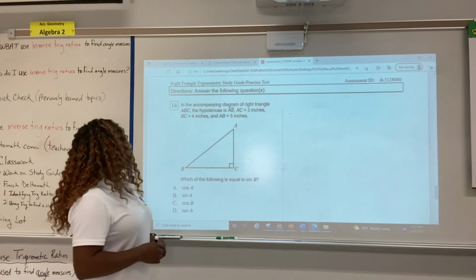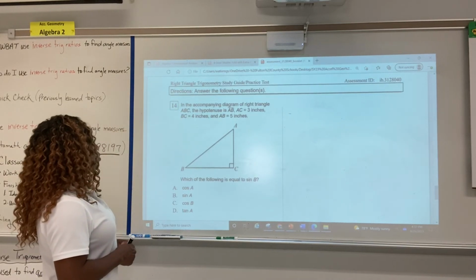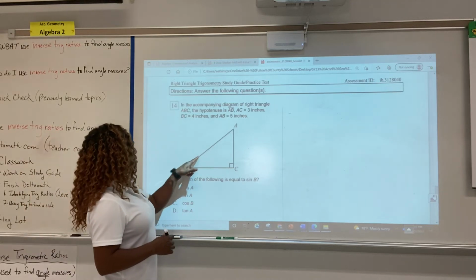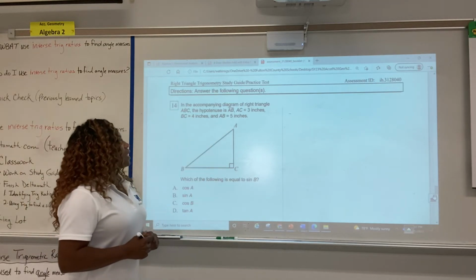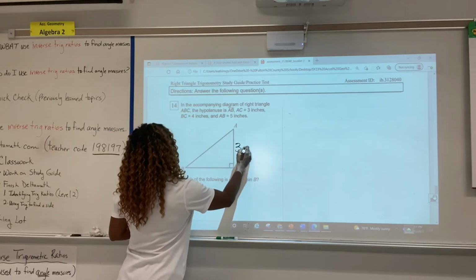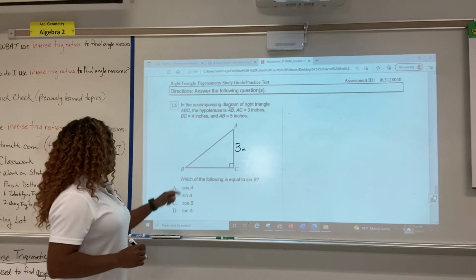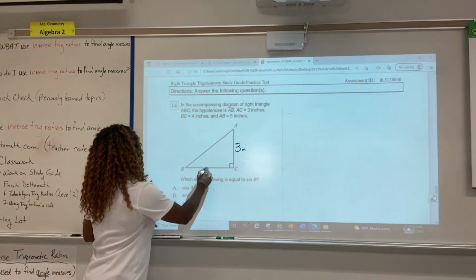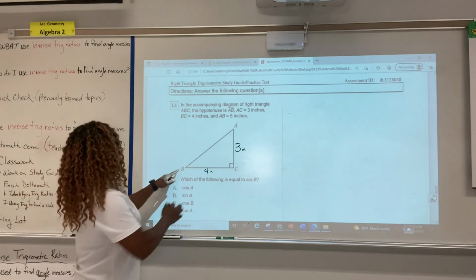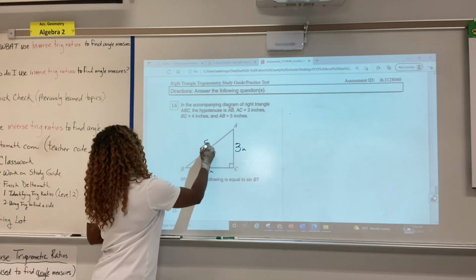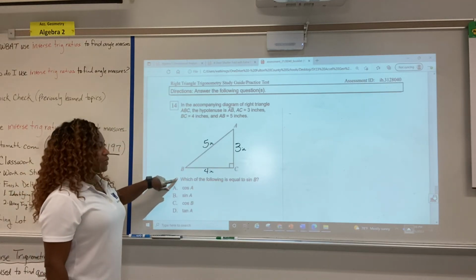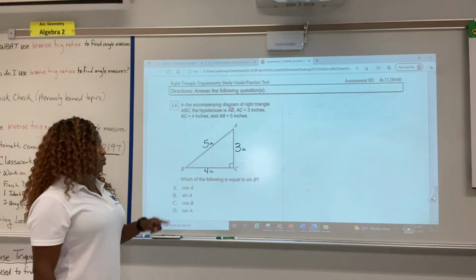Problem number 14. In the accompanying diagram of right triangle ABC, the hypotenuse is line segment AB. AC is 3 inches, so this side is 3 inches. BC is 4 inches. And AB is 5 inches. And again, AB is the hypotenuse. The question wants to know which of the following is equal to the sine of angle B.